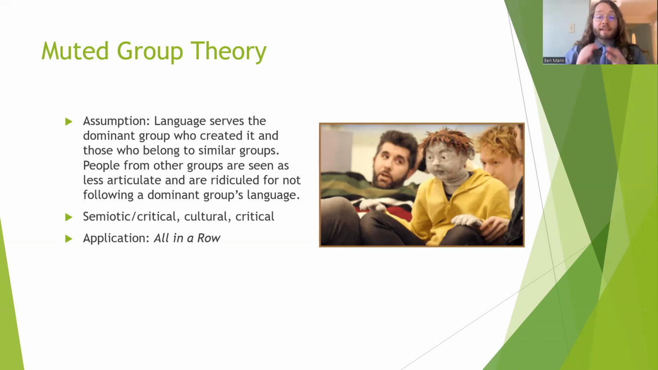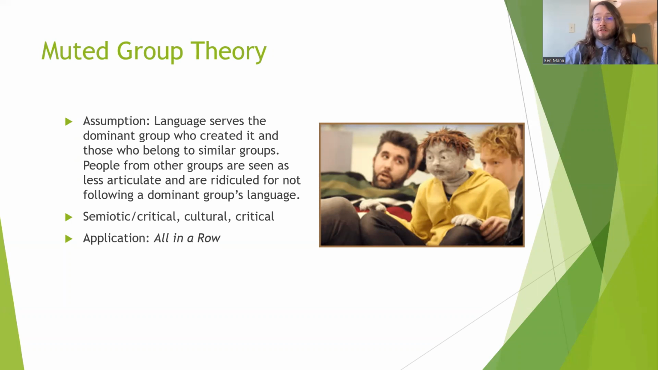This is a theory that is examining the ways that language has power and ability to serve dominant groups that create that language and those that belong to similar groups. So for example, the development of English as a language meant that many indigenous populations who did not necessarily initially speak English were often left out of the policy and related issues that came about due to control over language. People from other groups are oftentimes seen as less articulate or ridiculed for not following the language of that dominant group. It takes a semiotic, critical, and cultural approach.